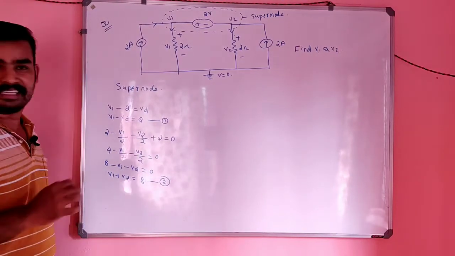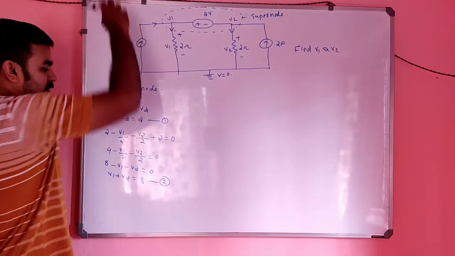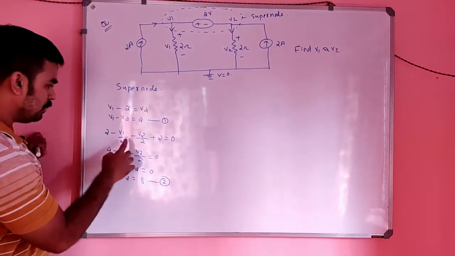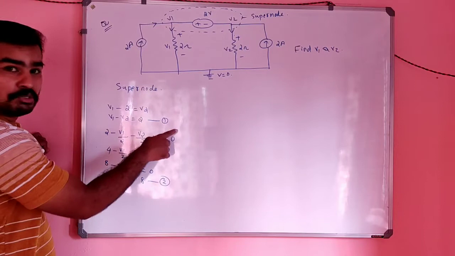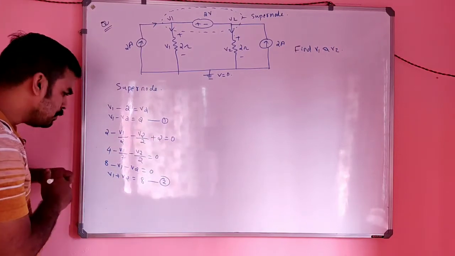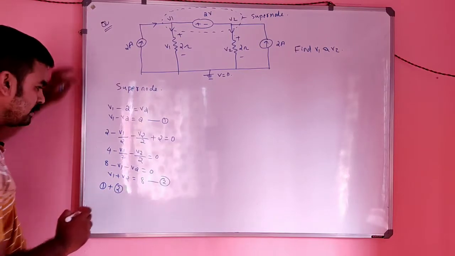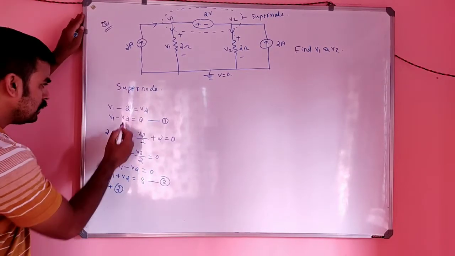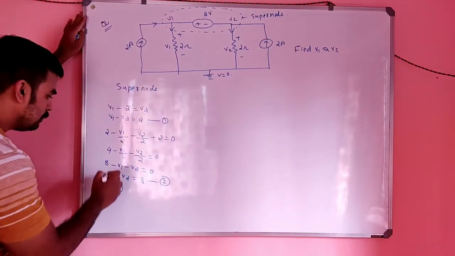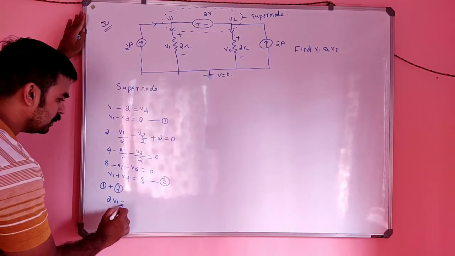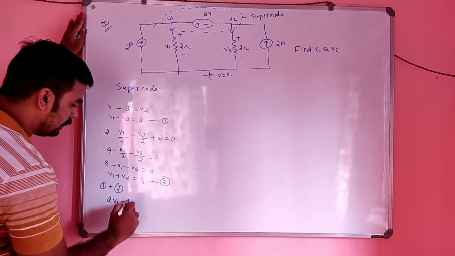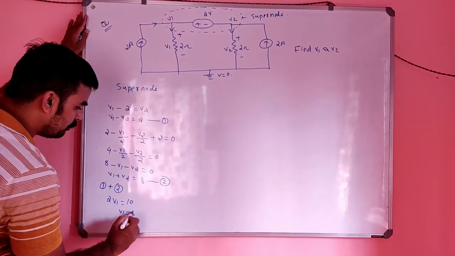Is it clear? So how can we solve further? Simply, one equation is V1 minus V2 equal to 2, another equation is V1 plus V2 equal to 8. Simply you can add equations 1 and 2 now. What will be the answer? If you add 1 plus 2, V2 and V2 get cancelled. It is simply 2V1 equal to 8 plus 2, which is 10. So V1 will be 5 volt.